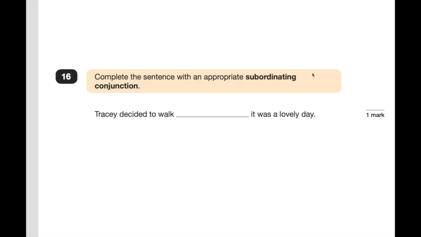Number 16 is asking you to put a subordinating conjunction in the space here, and you might know the acronym A White Bus to help you remember subordinating conjunctions. If you don't, try Googling it now, A White Bus subordinating conjunction. It will come up with a handy poster that you can have a look at to help you remember. So because I know quite a few of the subordinating conjunctions off the top of my head, Tracy decided to walk something, it was a lovely day. The subordinating conjunction is because. Tracy decided to walk because it was a lovely day.